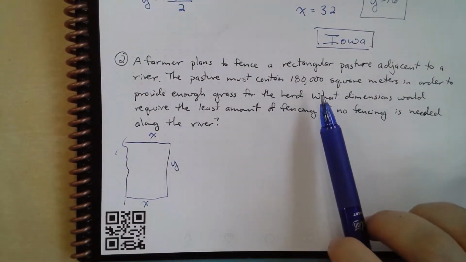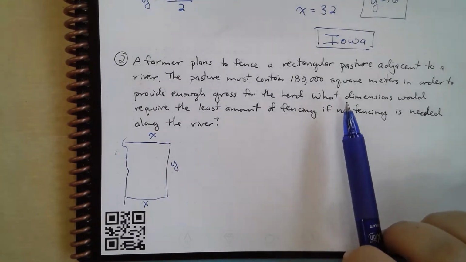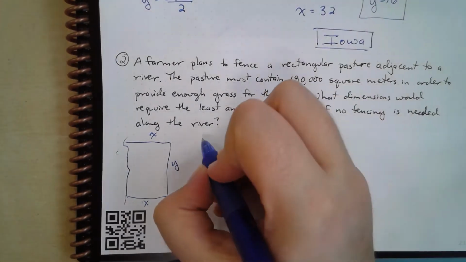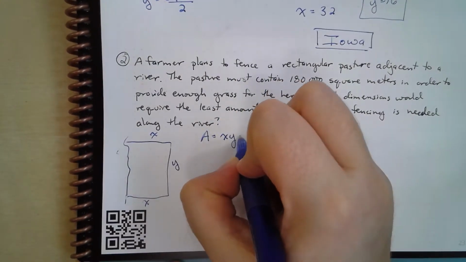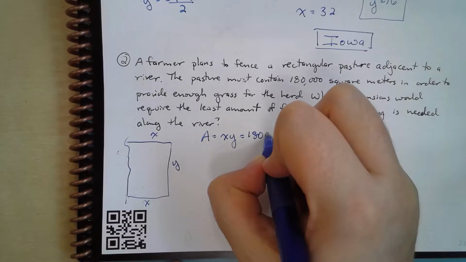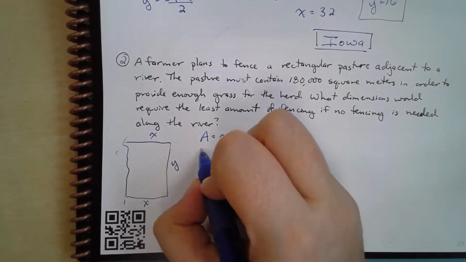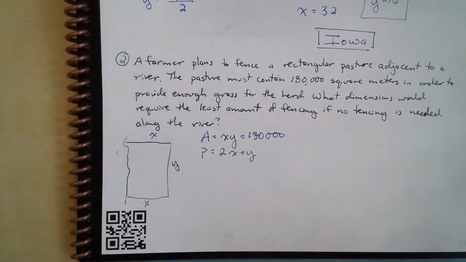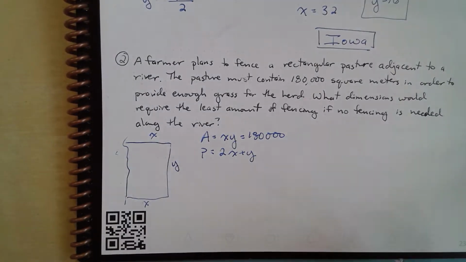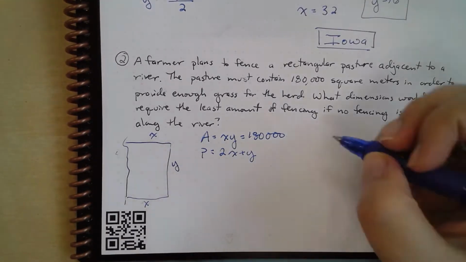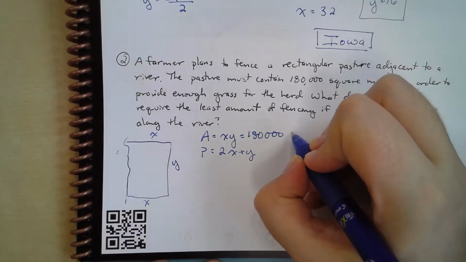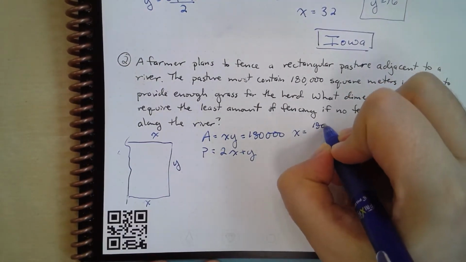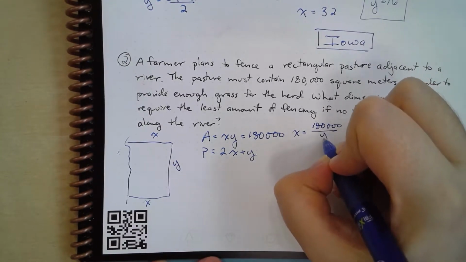The pasture has to contain 180,000 square meters. So the area, which would be equal to x times y, has to be equal to 180,000. And our perimeter is, of course, going to be equal to 2x plus y, all right? Because that's all we're fencing. We don't need to fence in the river portion. The cows will just, I guess, wander in there. I don't know. So we have a formula for perimeter. We have a formula for area. Well, we can isolate one of these. So we can say that x is going to be equal to 180,000 divided by y. Okay?